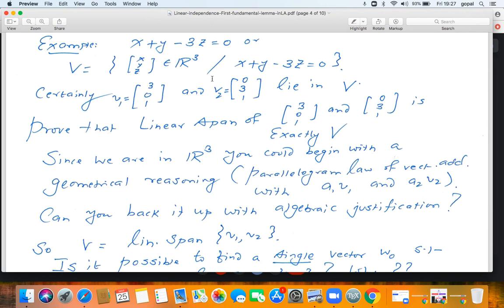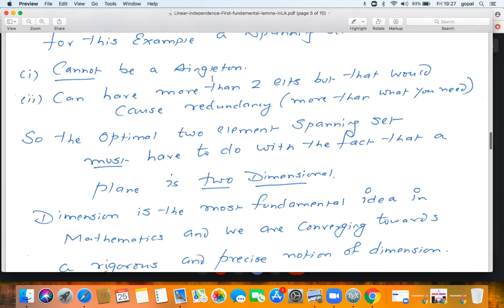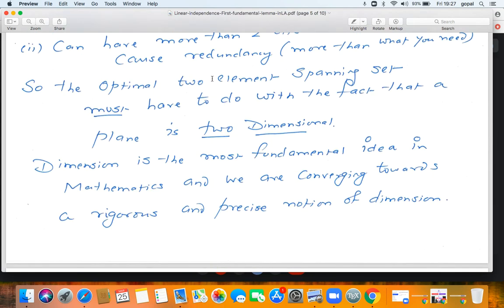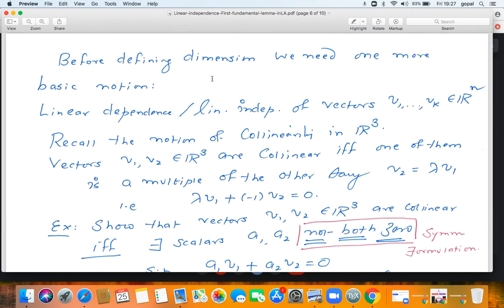So the idea of doing this geometrical example is that I want to motivate the idea of dimension. We want to precisely define the intuitive notion of dimension. Dimension is the most fundamental idea in mathematics, and we are converging towards a rigorous and precise notion of dimension. Before attempting to define dimension, we need one more basic concept. And what is that new concept that we need? We need the concept of linear dependence and linear independence. Let us define this notion of linear dependence and linear independence.